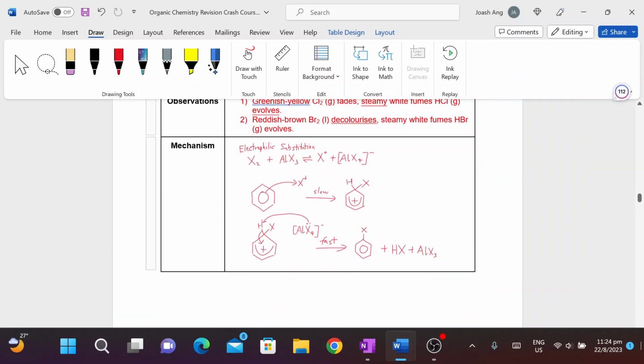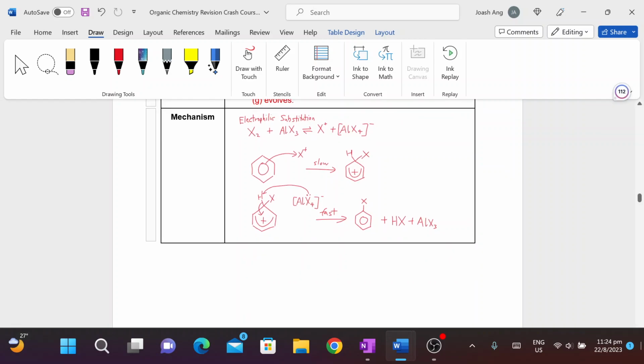The first step is the slow step because it involves the heterolytic fission of a CC pi bond, and the second step is a fast step because it involves the electrostatic force of attraction between the positively charged carbocation as well as the negatively charged AlX4.